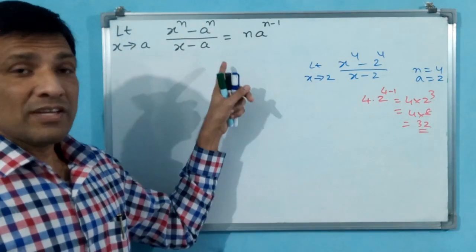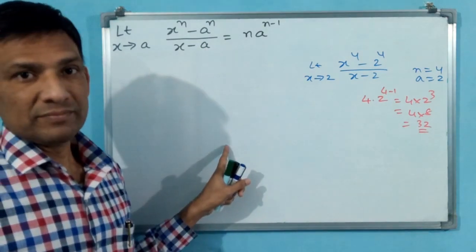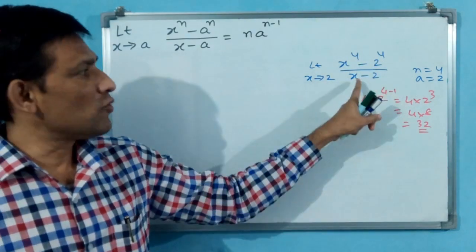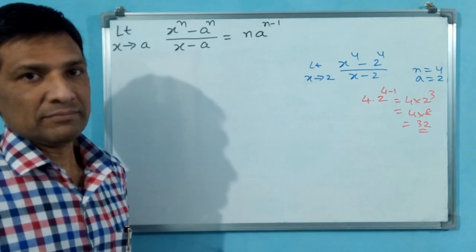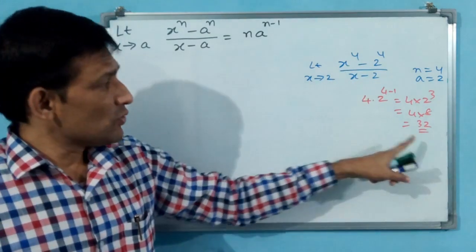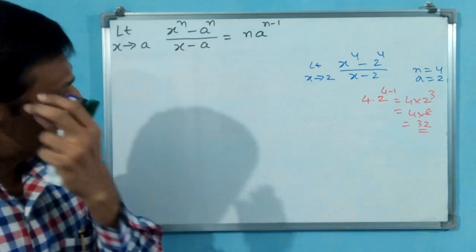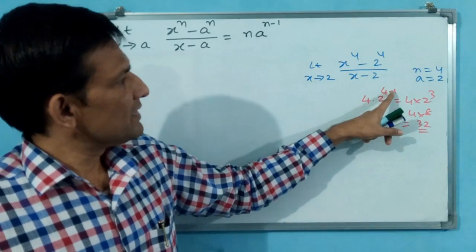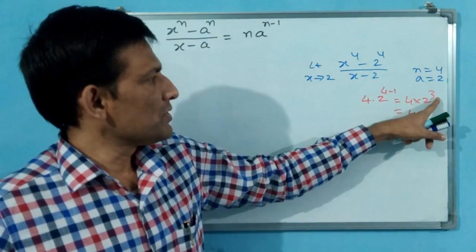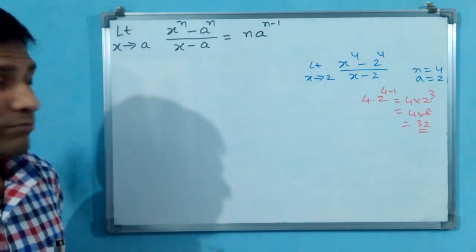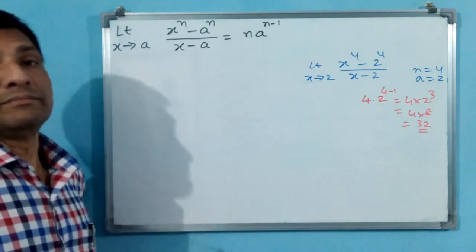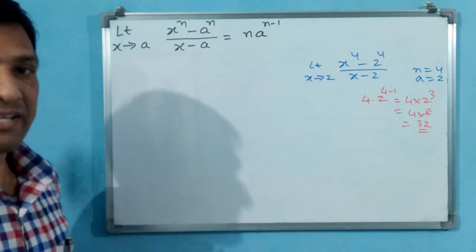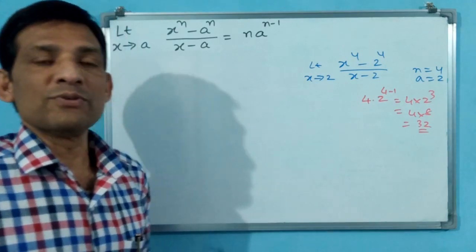See, this is derived by the limits procedure, not as a function. As a function, if you substitute 2 power 4 minus 2 power 4, 0 by 0 will come. But rather than 0 by 0, you have got 32 as a result. Is it correct? 4 into 2 power 3, 2 power 3 is 8, 2 cube. 8 into 4, 32. Correct only. Now you can understand the power of limits. For a normal function 0 by 0 will come, but as per limits, the value will come 32.